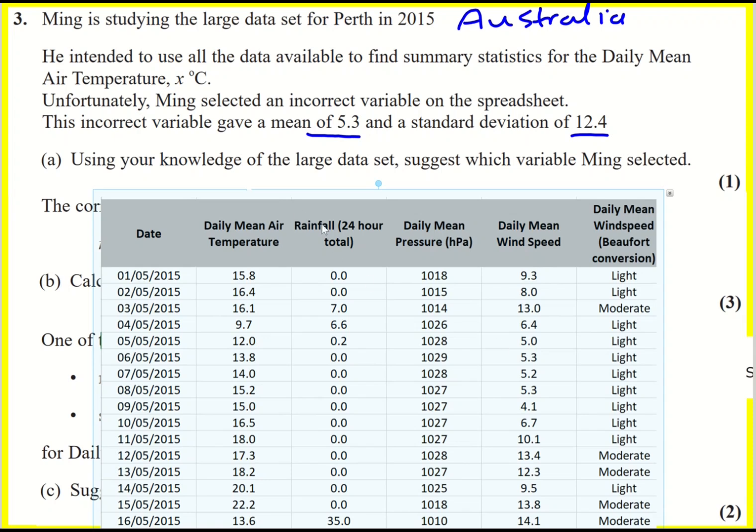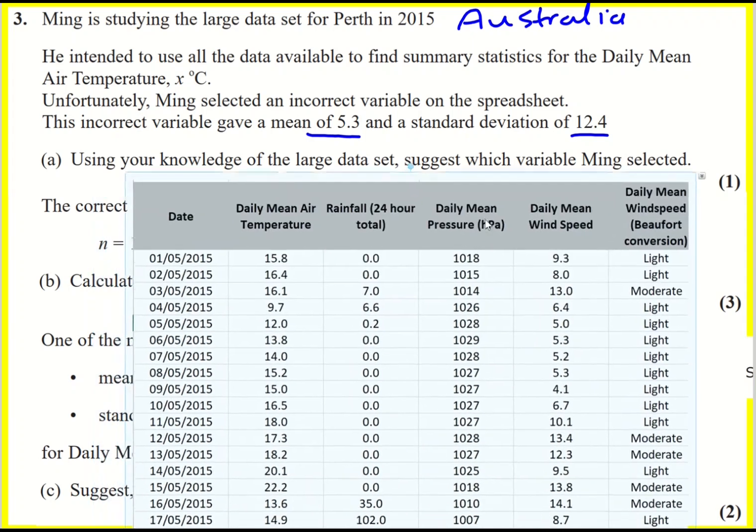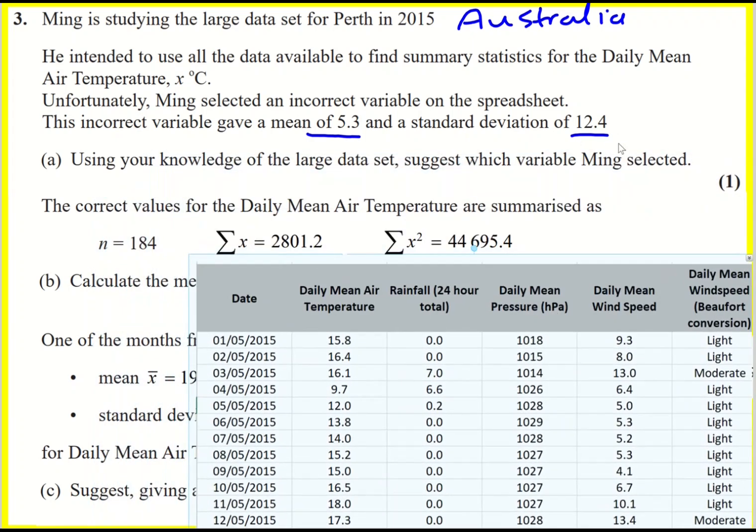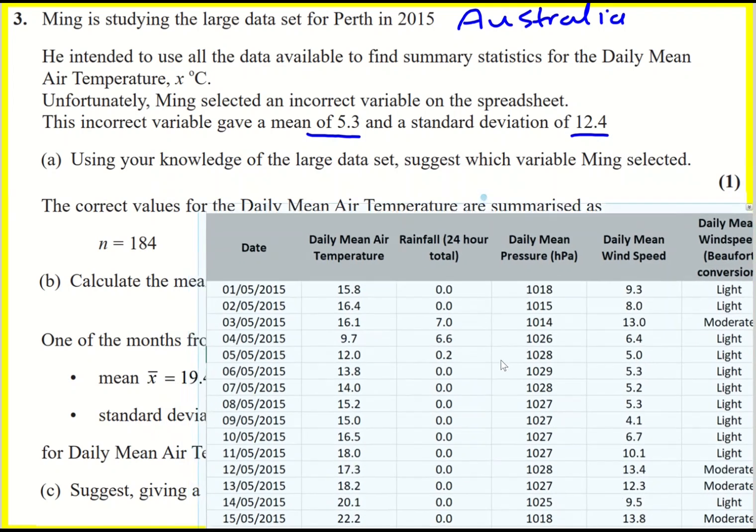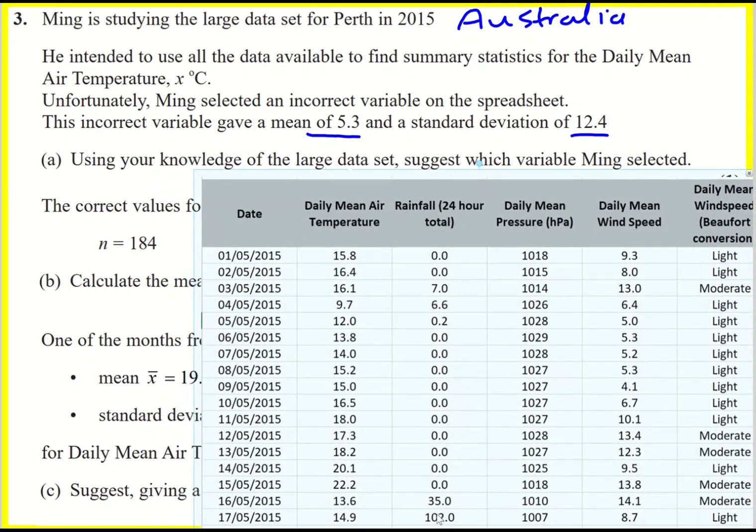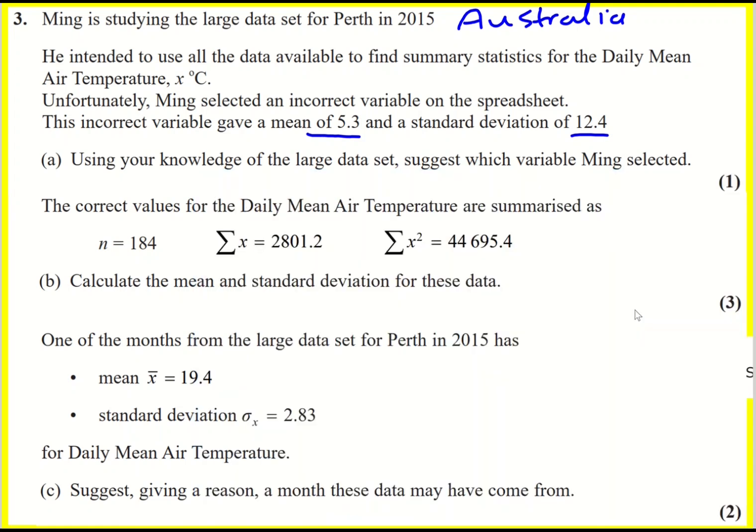Actually, you get away with either here. The correct answer is rainfall, but the wind speed has the right sort of mean, you could say. It's just that the standard deviation is quite large, and you can see with the rainfall, there's some days with a lot of rainfall, and then many days without any rainfall. But yeah, we're looking for that here, the word rainfall.